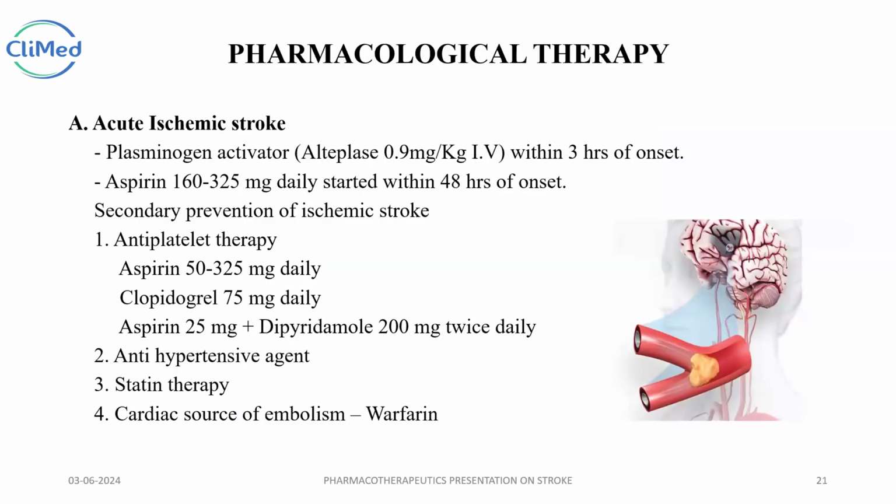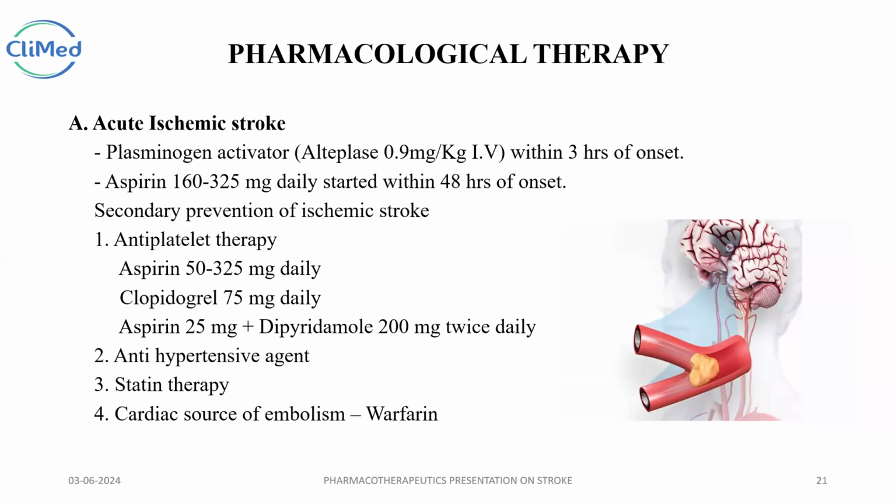Then secondly, after looking into other parameters also, if the patient is hypertensive, we have to give antihypertensive agents. Even if the patient does not have a history of hypertension, if he is not a known case of hypertension, we have to give antihypertensive agents as a prophylactic, because we do not want a shoot up of blood pressure and further bleeding of the vessels. So we have to give antihypertensives as prophylactic agents.